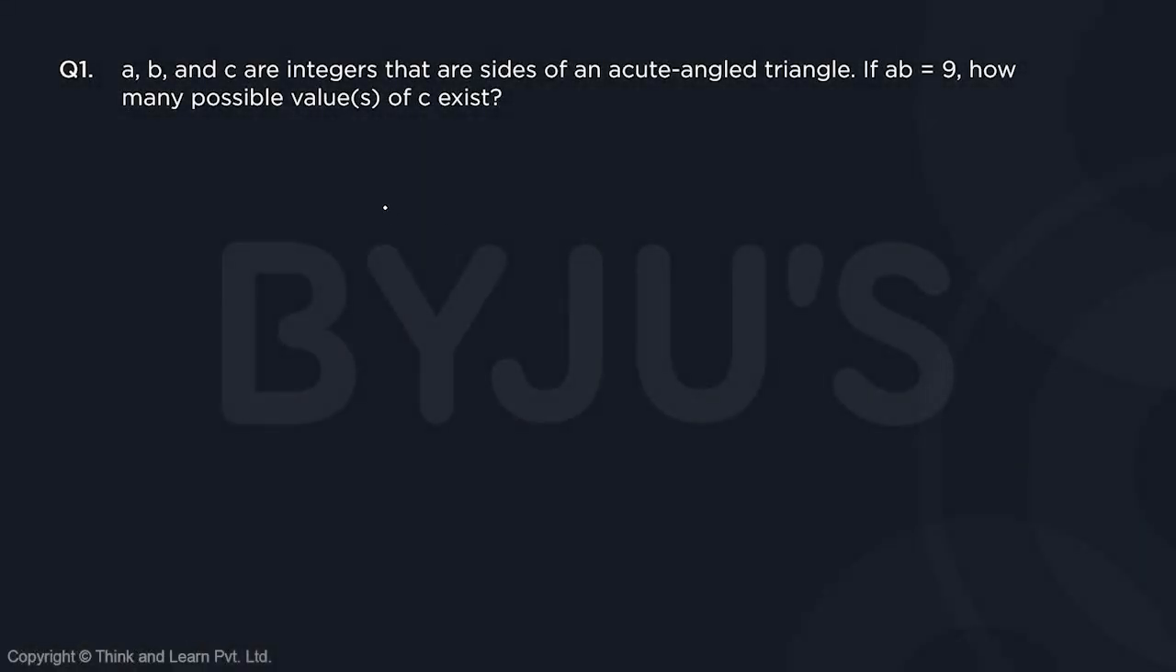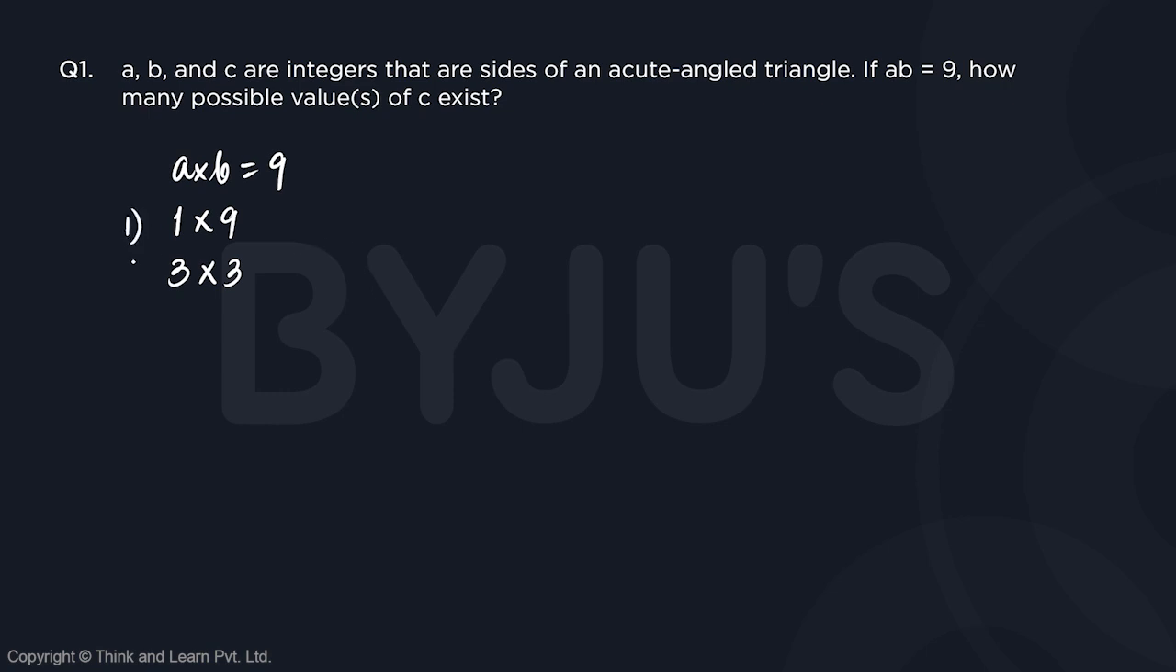Question number 1. A, B, C are integers that are sides of an acute angle triangle. If AB is equal to 9, how many possible values of C exist? Well, if the product of A and B is 9, the scenarios we can have are A is 1 and B is 9, or A is 3 and B is 3. So the two sides of the triangle are 1 and 9, or 3 and 3.